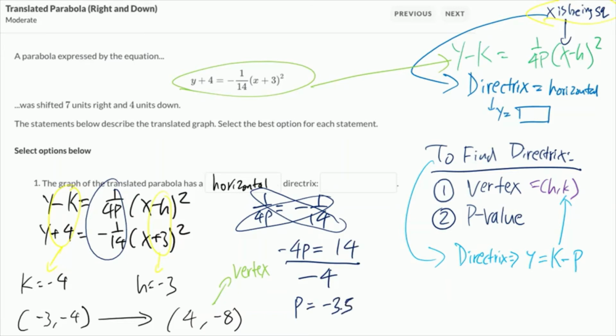Now that we have everything, we'll come back to this. Our directrix is y equals k minus p. So y equals k, which is negative 8, minus p, which is negative 3.5. So y equals negative 4.5. This is because two negatives become a positive.